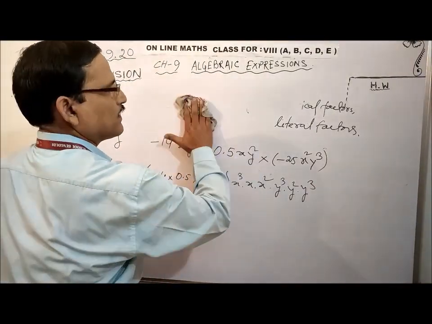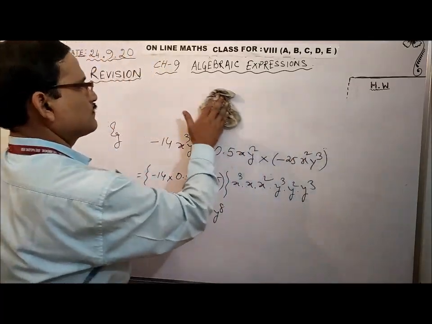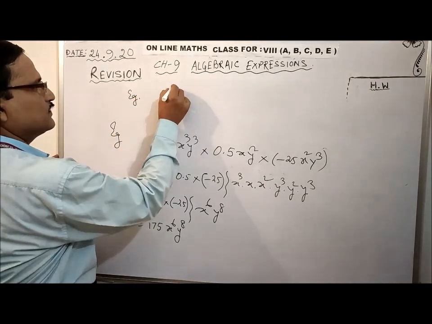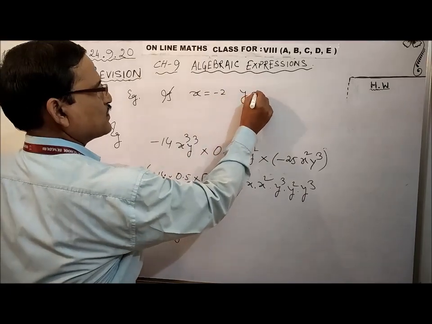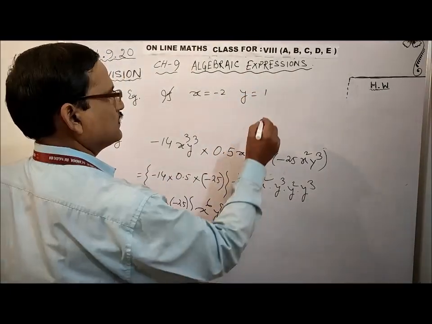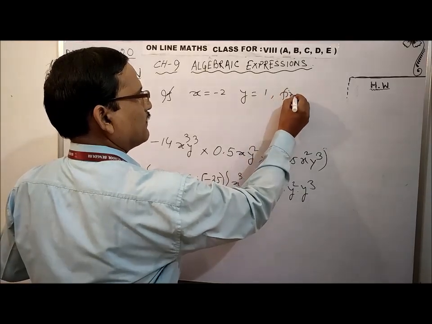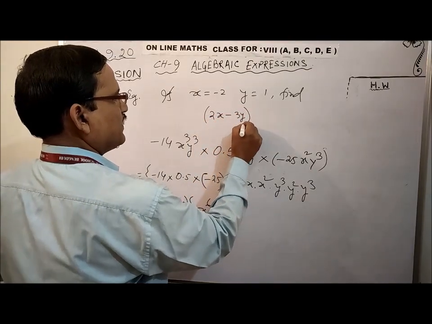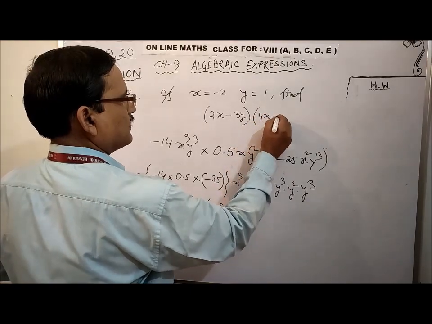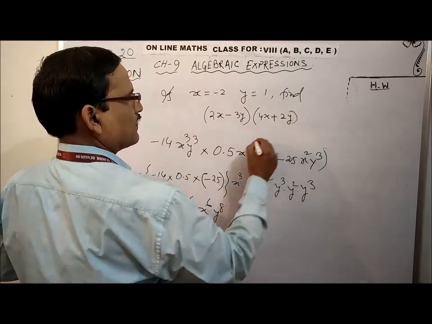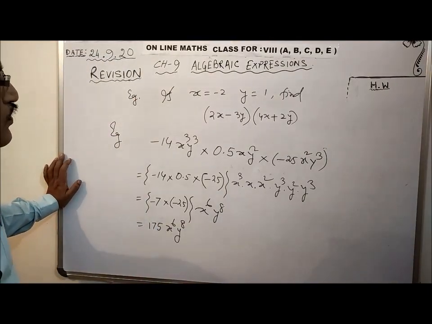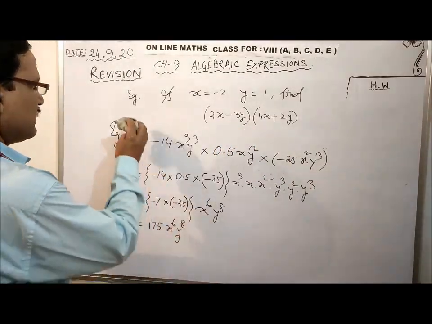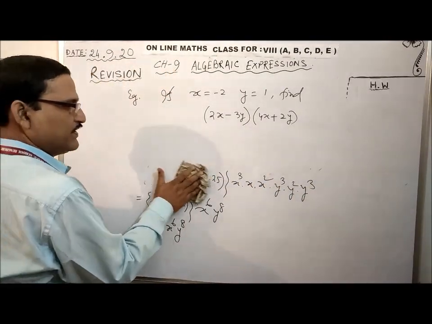What type of question may come in the exam? Okay. If x equals minus 2, y equals 1, then find 2x minus 3y into 4x plus 2y. What to do? You will not put the value before. First you find out the product, binomial, monomial, trinomial, everything I covered in my first video, how to do.